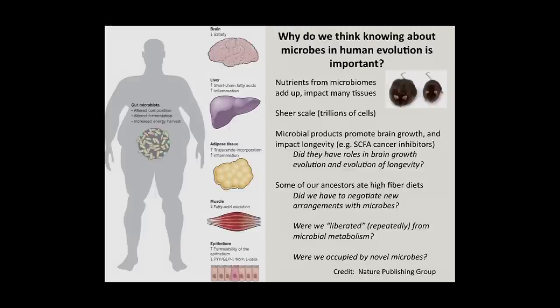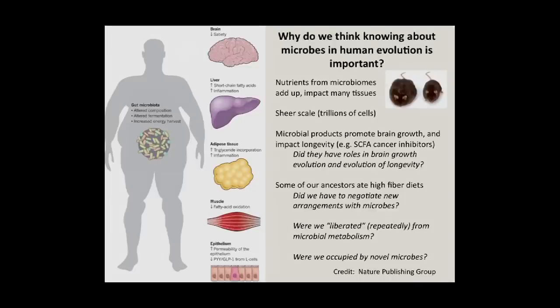Now, why do we think that knowing about microbiomes in human evolution is important? I think we would argue that we really can't ignore the nutrients that derive from this source. So we know a lot about teeth. We know a lot about soft tissues, muscles, and so on. We think it's very important to think about the nutrients that come from this process. They may well add up to be quite significant. They also impact many tissues, as is shown here from a recent paper that draws some kind of correlate between what happens in the microbiome, the gut microbiome, and other tissues in the body.